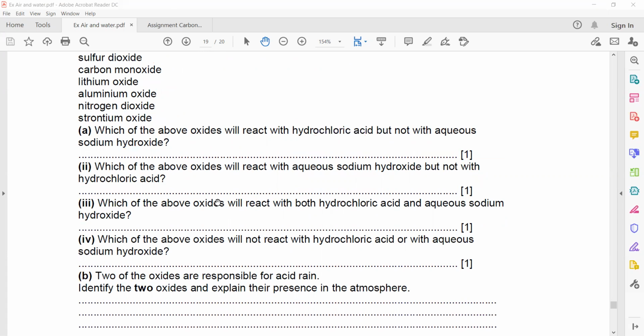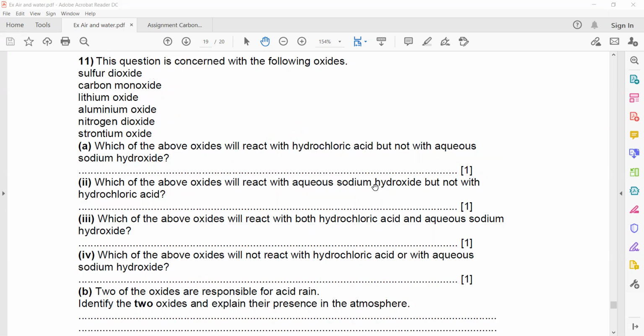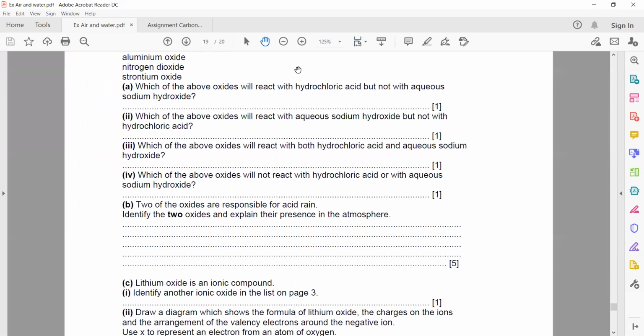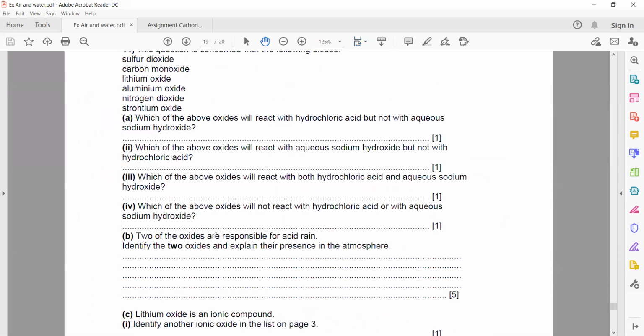Then part B: two of the oxides are responsible for acid rain. Identify the two oxides and explain their presence. The two oxides causing acid rain are acidic oxides. What are the two oxides which can cause acid rain? Sulfur dioxide and oxides of nitrogen. How is sulfur dioxide produced? It is produced by combustion of fossil fuel containing sulfur.